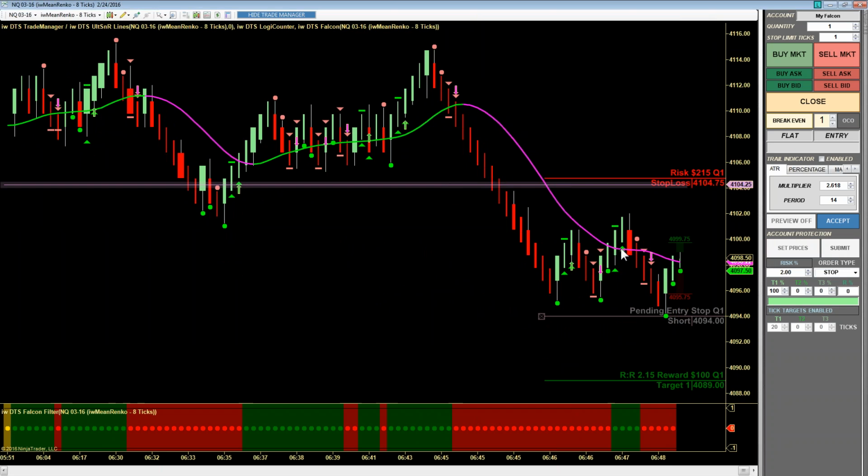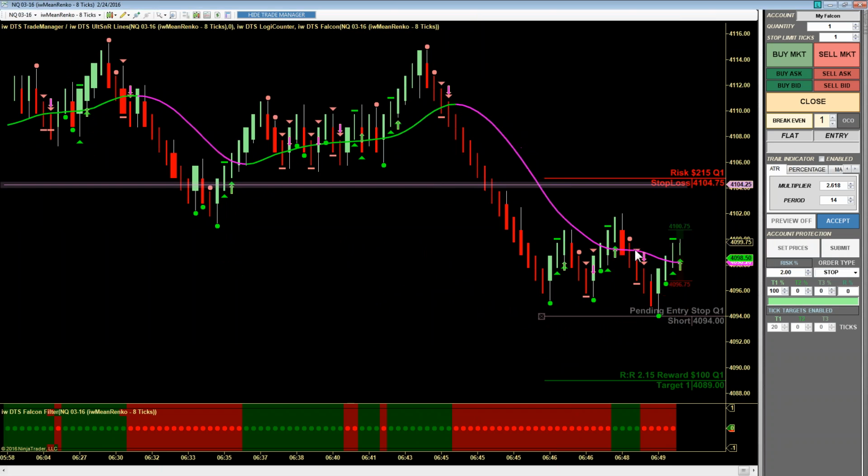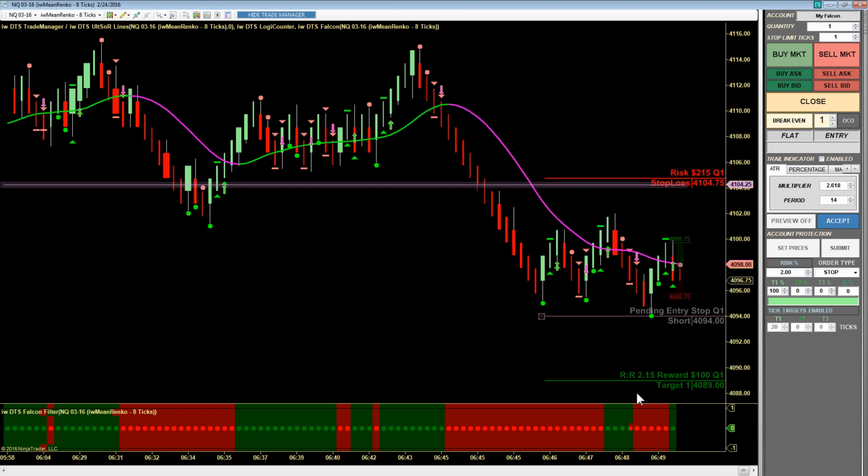So you can see the trend line does not change color. The filter goes out of color, comes back into sync. Signal generates. That's a high probability signal. We may end up floundering here a little bit, but the chances are that the market is going to try to head lower from here.